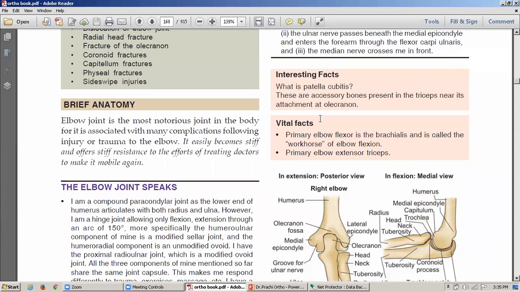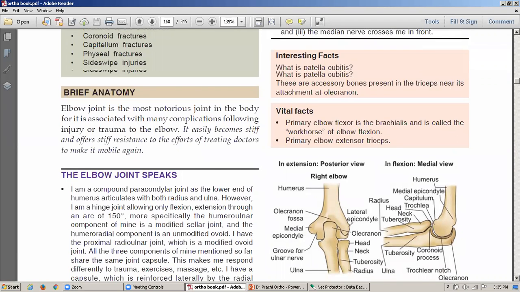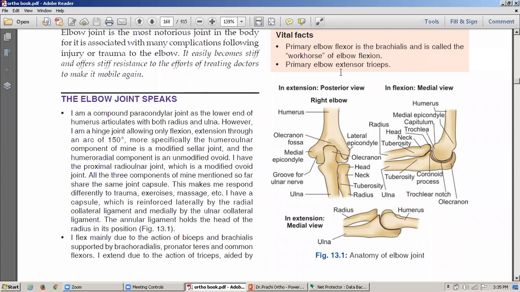Then the interesting fact is, what is the patella cubiti? These are the accessory bones present in the triceps near its attachment at the olecranon. It is called the patella cubiti. Remember. Then the vital facts: the primary elbow flexor is the brachialis, and it is called the workhorse of elbow flexion. The primary elbow extensor is the triceps. So the primary elbow flexor is brachialis and extension is triceps.